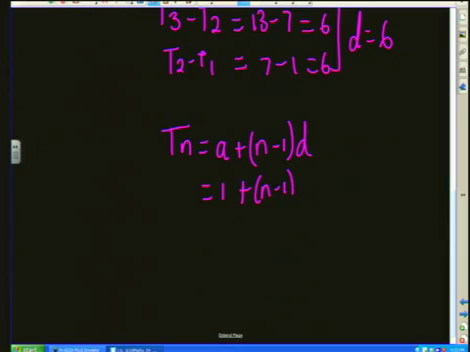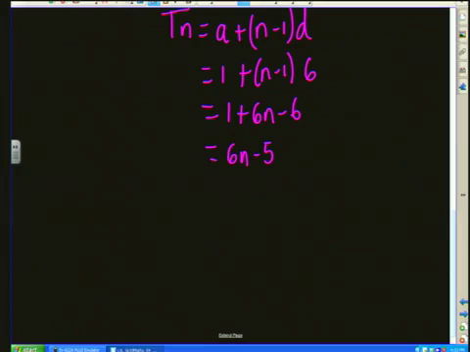And we know that d is equal to 6. So we substitute 6 in place of d, and we get 1 plus 6n minus 6. And that gives us an answer of 6n minus 5. Remember, guys, just test it to see if it works.